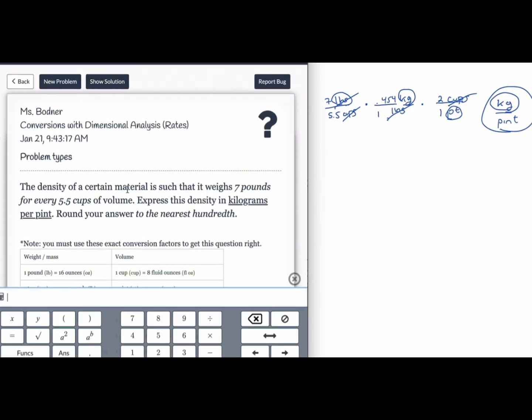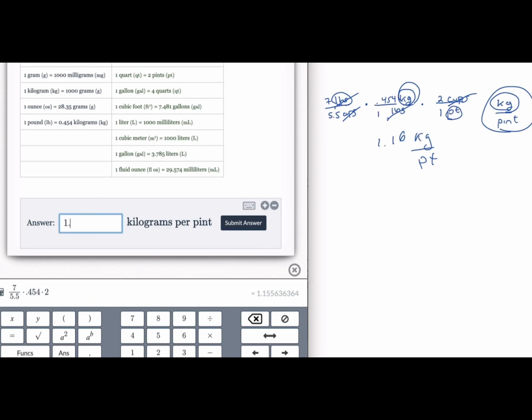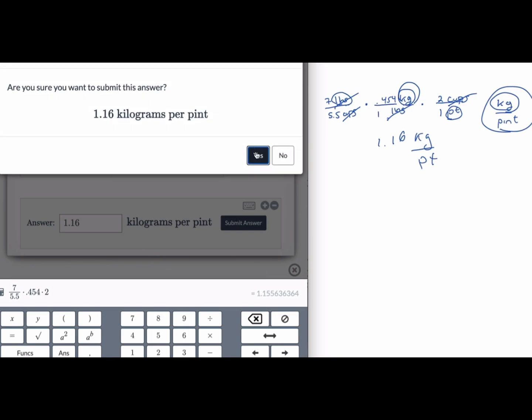So we'll use our calculator, and we have 7 divided by 5.5, and then times 0.454, and then times 2. And that gives us 1.1. Now we want to round to the nearest hundredth, so that's 1.16. And kilograms, that's the numerator, and pint is in the denominator. So our answer is 1.16 kilograms over pint, or kilograms per pint.